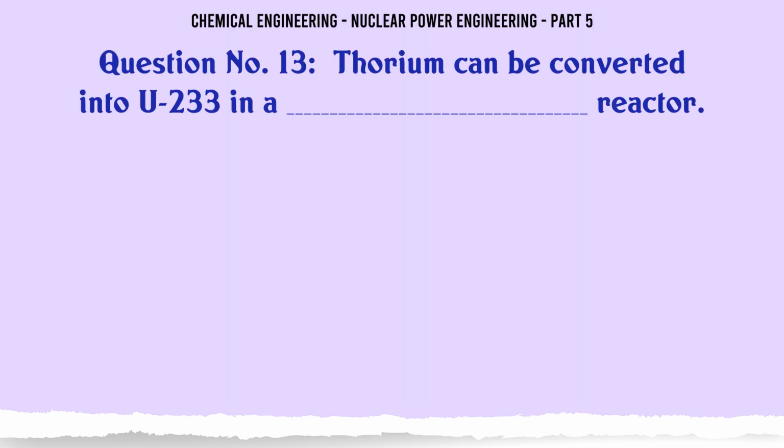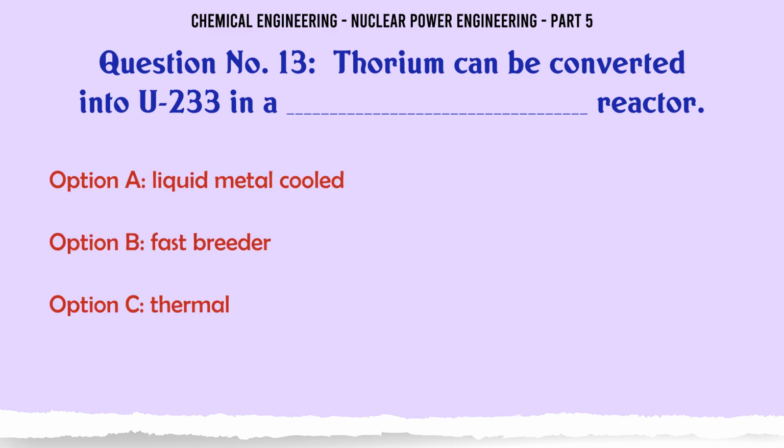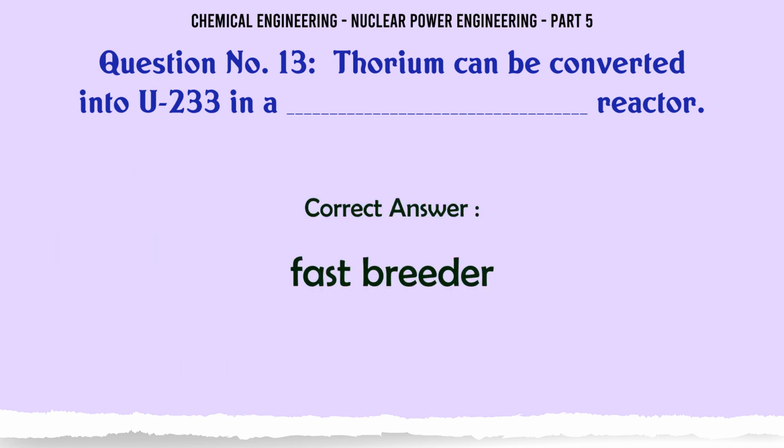Thorium can be converted into U-233 in a reactor. A. Liquid metal cooled, B. Fast breeder, C. Thermal, D. Swimming pool. The correct answer is fast breeder.